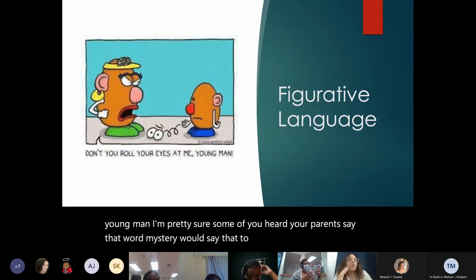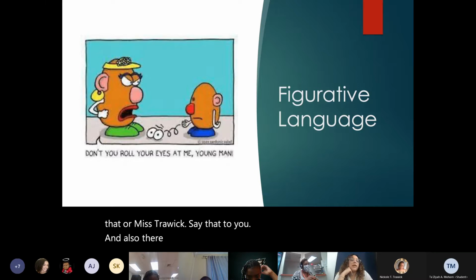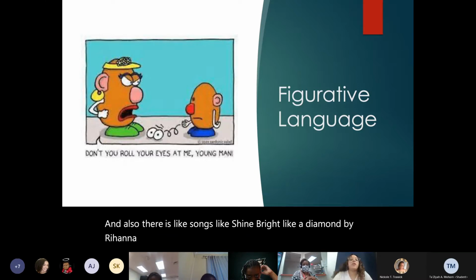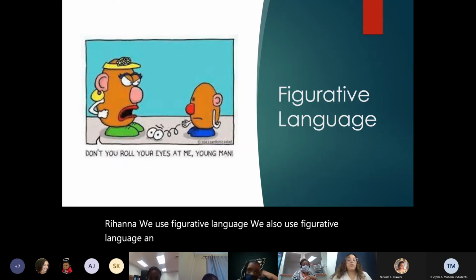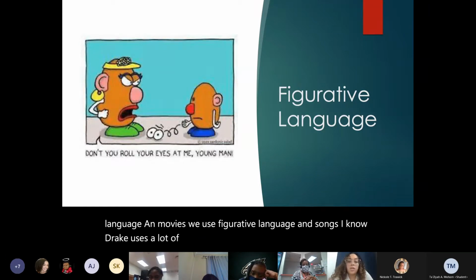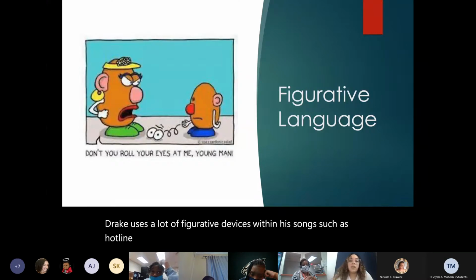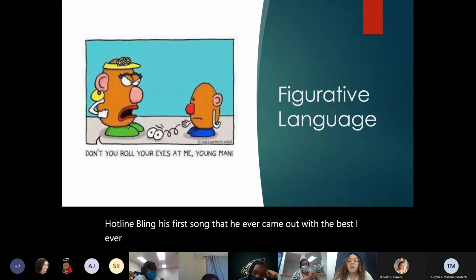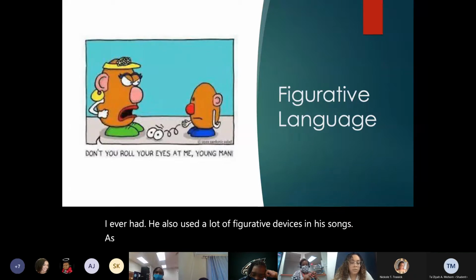Also, there are songs like Shine Bright Like a Diamond by Rihanna. We use figurative language. We also use figurative language in movies. We use figurative language in songs. I know Drake uses a lot of figurative devices within his songs, such as Hotline Bling, his first song, The Best I Ever Had. He also used a lot of figurative devices in his songs, as well as other artists.